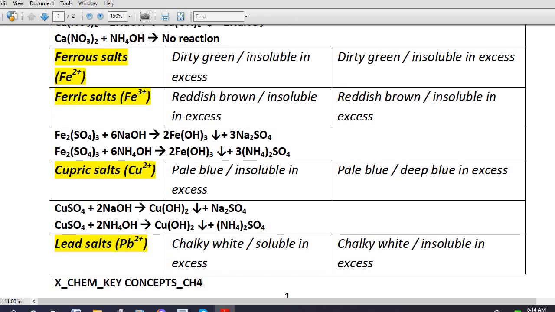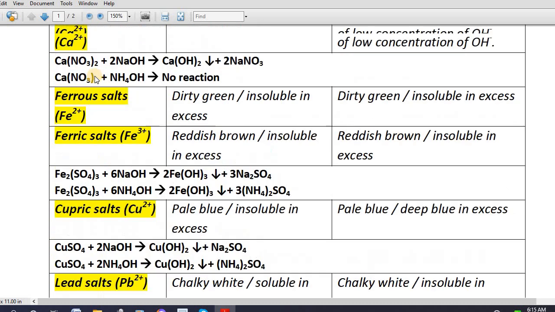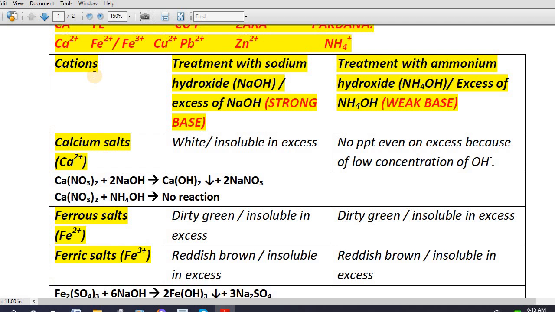So if you see from here, ferrous salt, ferrous means any ferrous salt like ferrous chloride, when you treat it with sodium hydroxide solution, that is a reagent, it gives us a dirty green precipitate, and when you add that reagent in excess, this precipitate will remain insoluble. So the dirty green precipitate word also we should add. Because we have added it here in the top portion, we should always add the word precipitate in each of the colors of the respective salt.